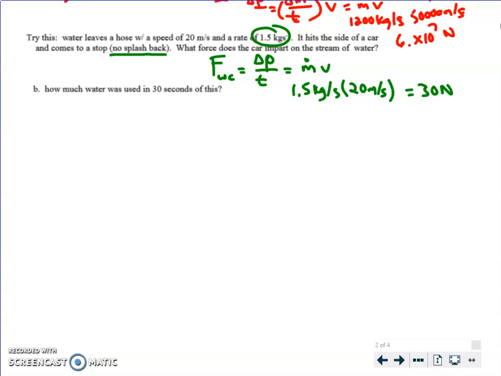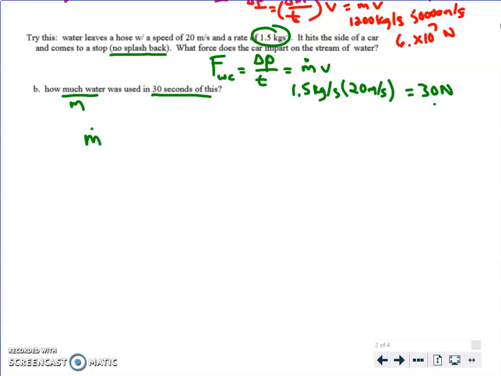So if that's the force that the car exerts on the water, you usually care about what does the water do on a car. In other words, it's going to blast things off like a high pressure hose. And the answer is also 30 newtons because of the third law of motion. And then we could ask how much water was used in 30 seconds. So how much water is the mass? What mass of water came out of the hose?